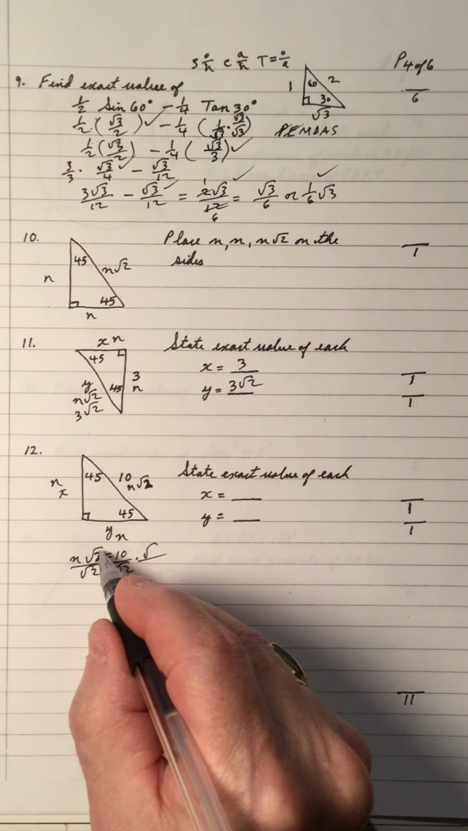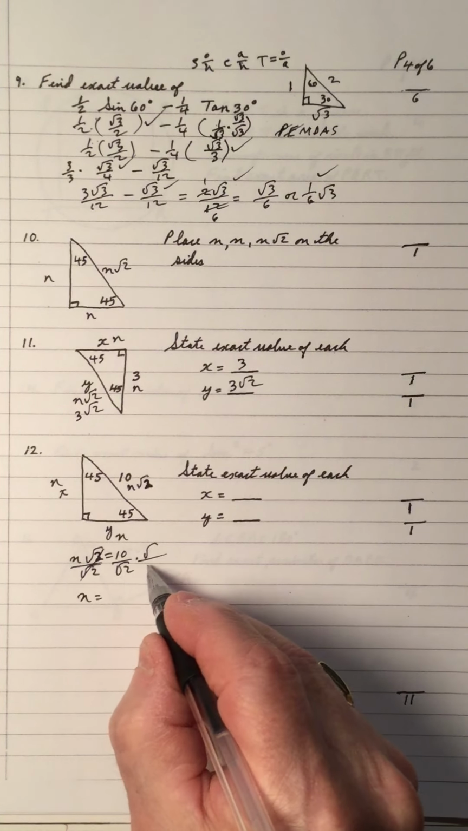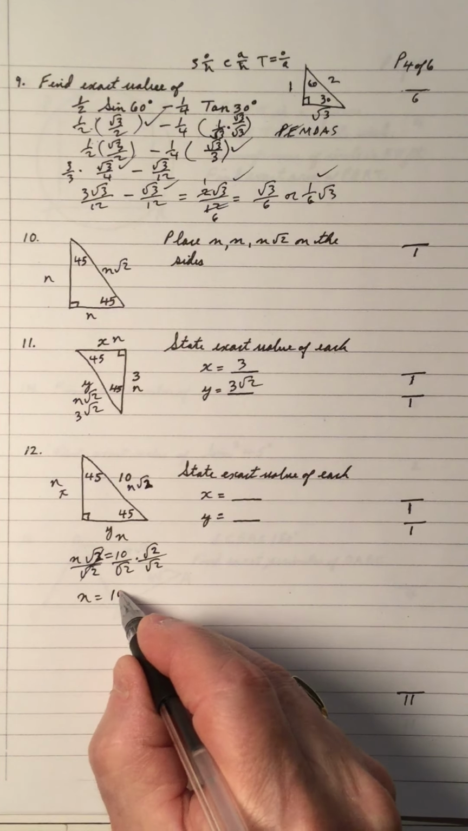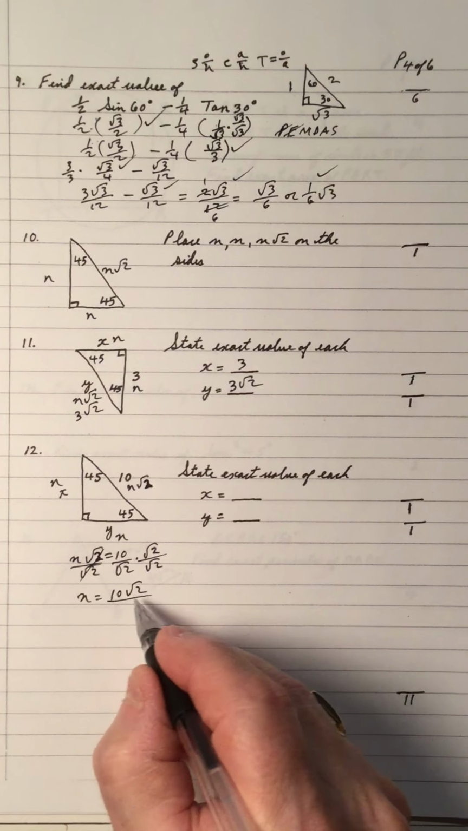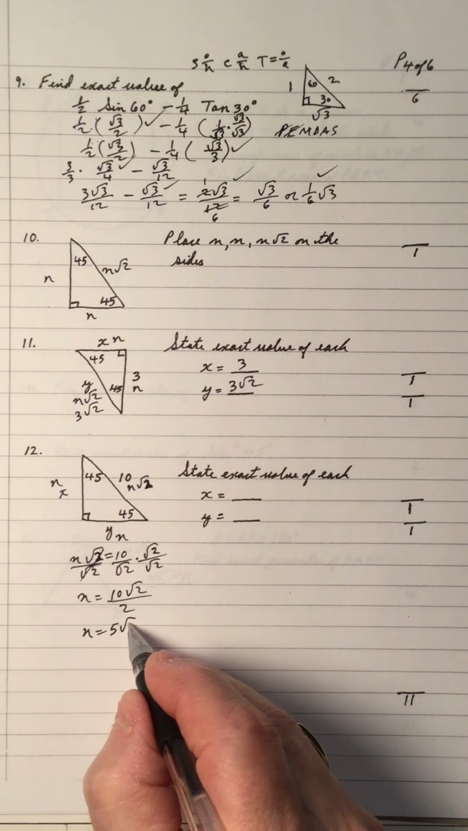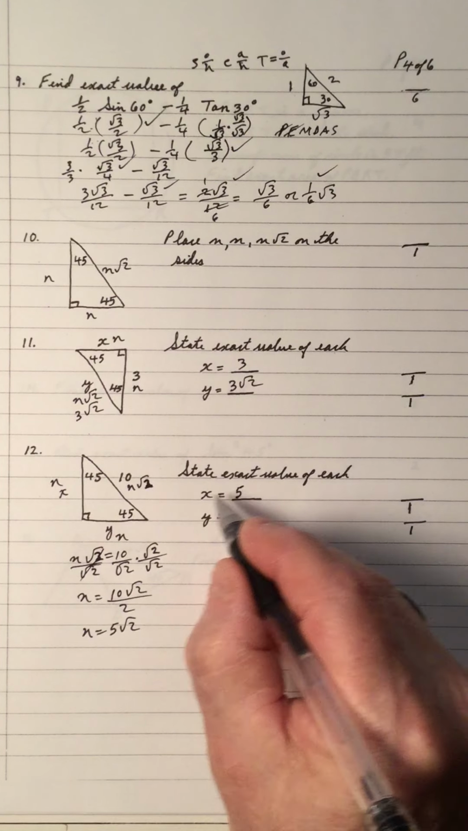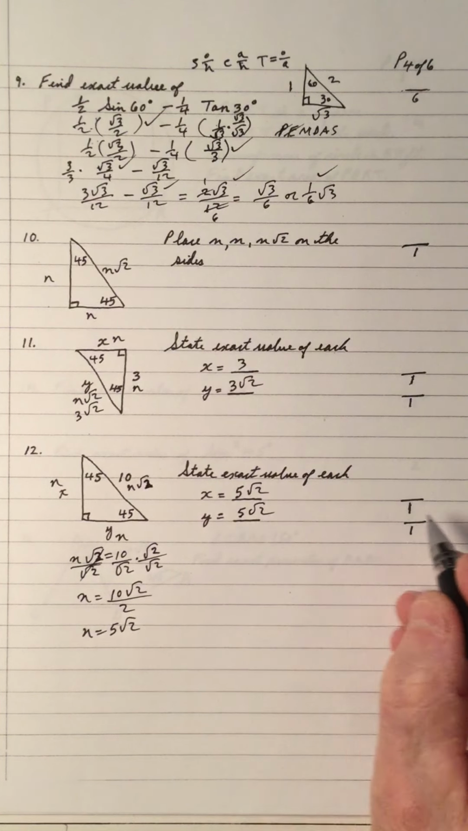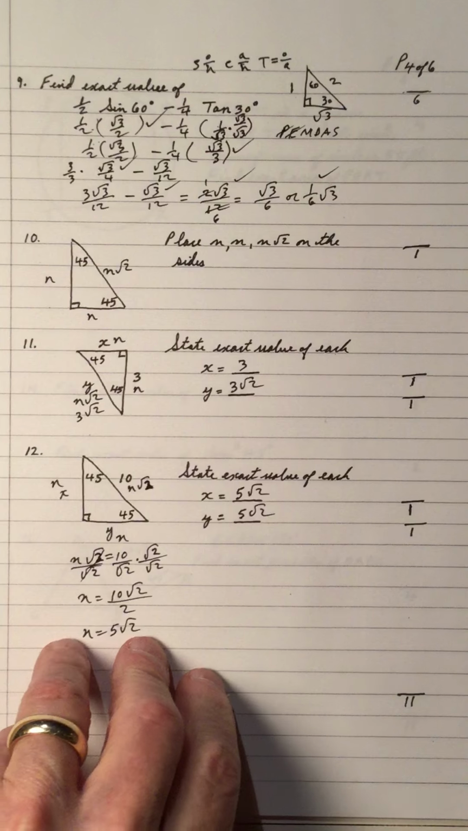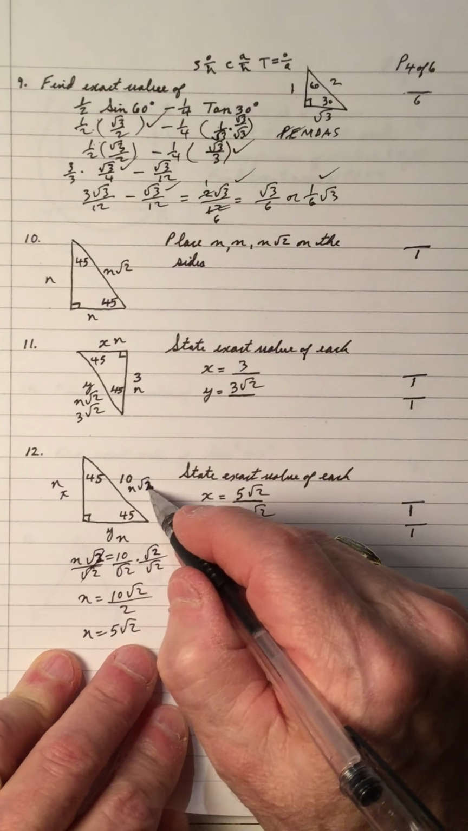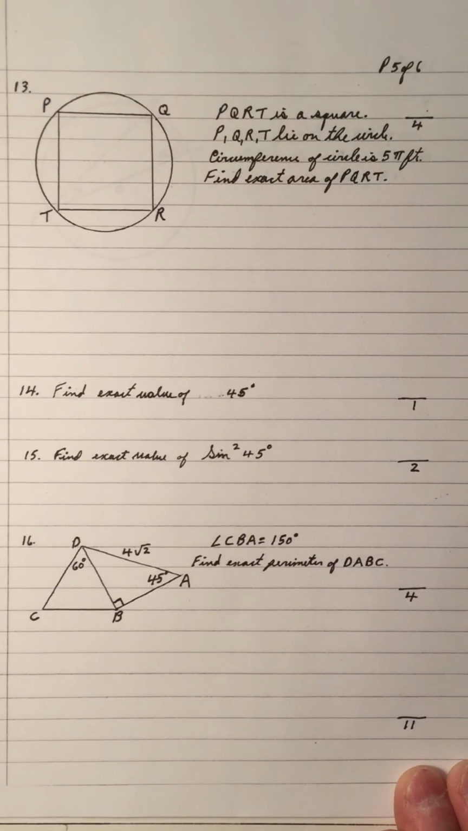And we multiply, they cancel. I have to multiply the denominator by root 2 to rationalize it. So the numerator is multiplied by root 2. So 10 times root 2, 10 root 2. Root 2 times root 2, 2. So n is 5 root 2. So 5 root 2 is for x. 5 root 2 is for y. 1 mark each, 11 total. So notice n, n, n root 2. 30, 60, 90 is n, 2n, n root 3.